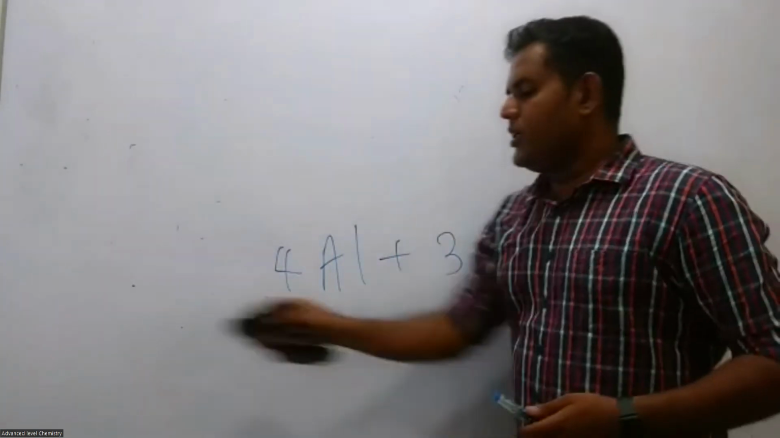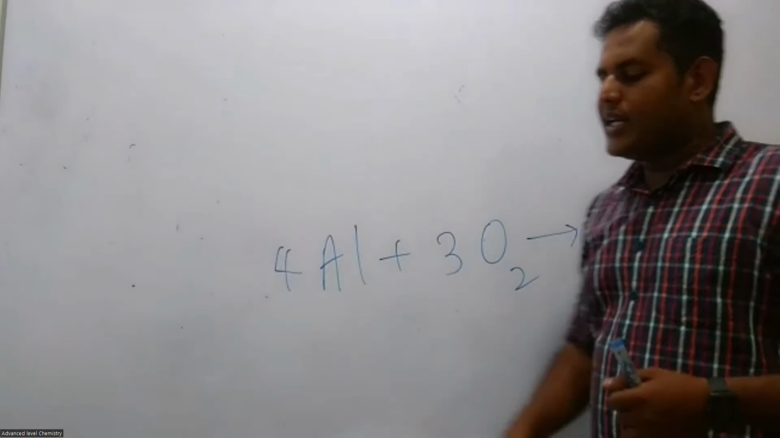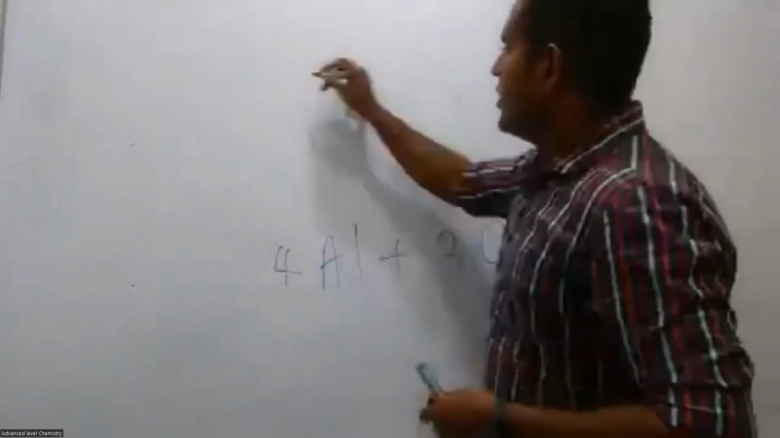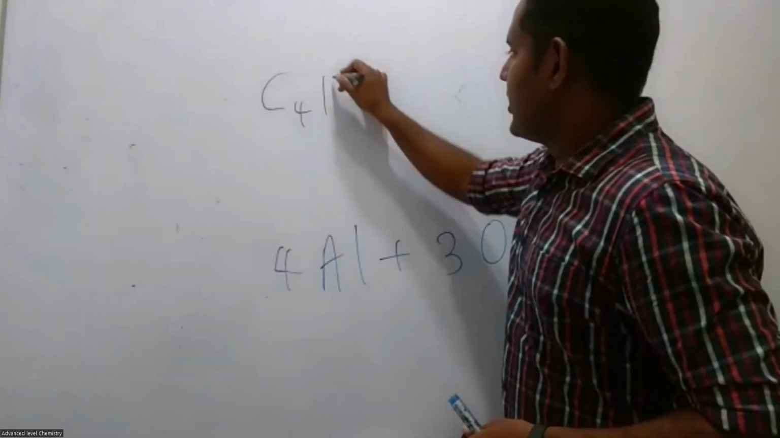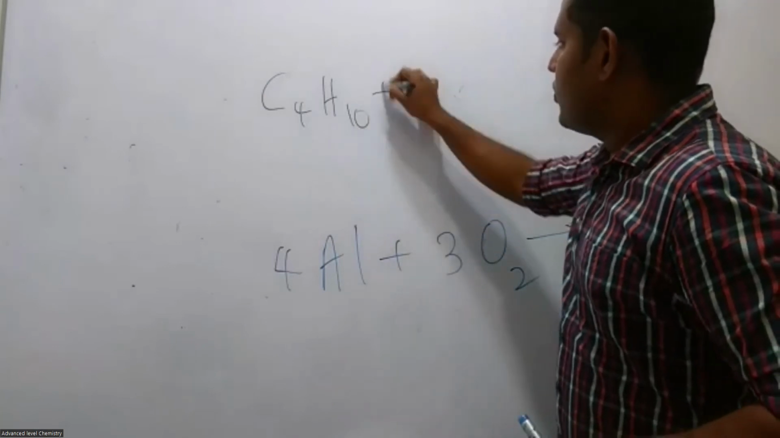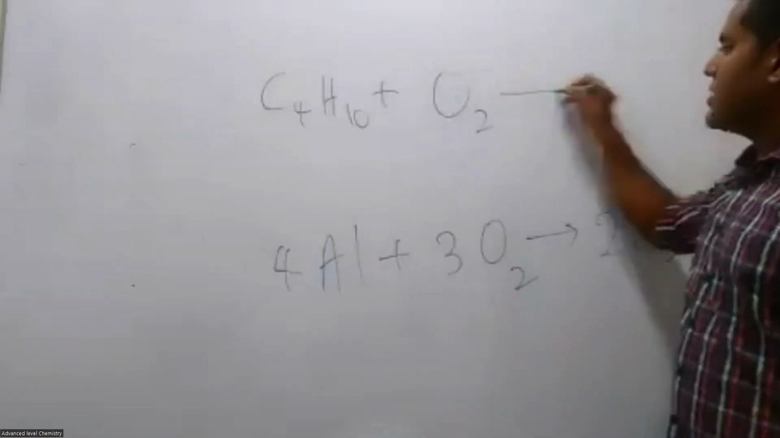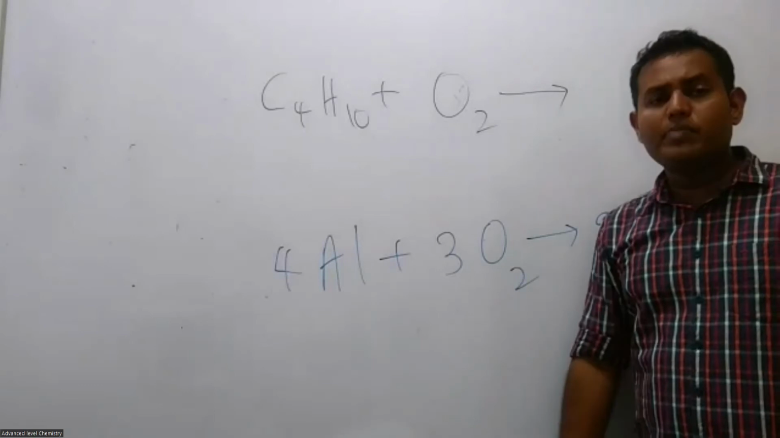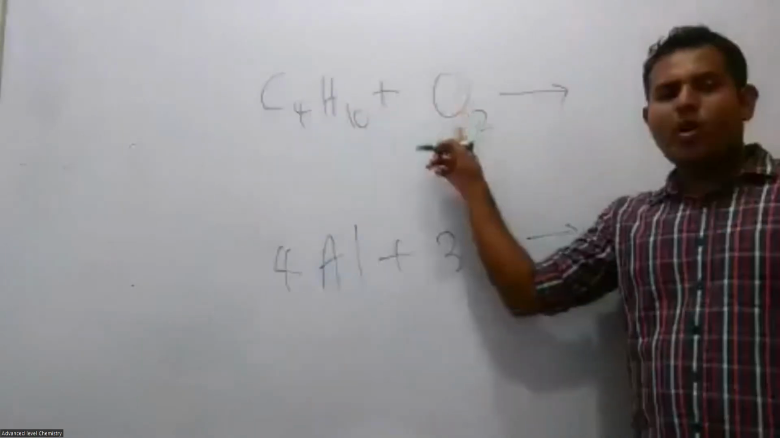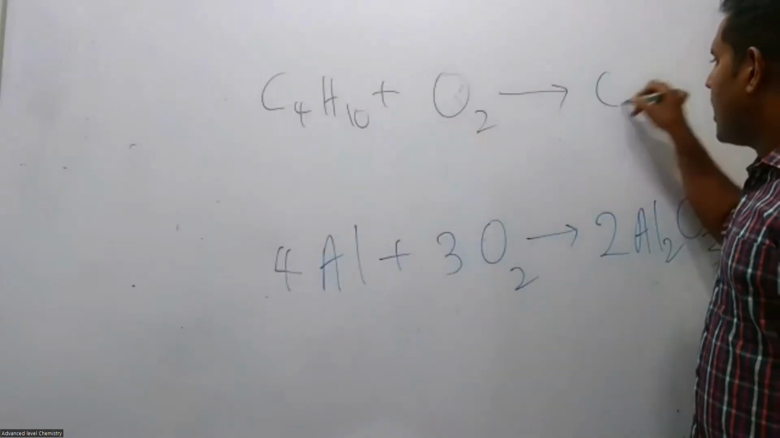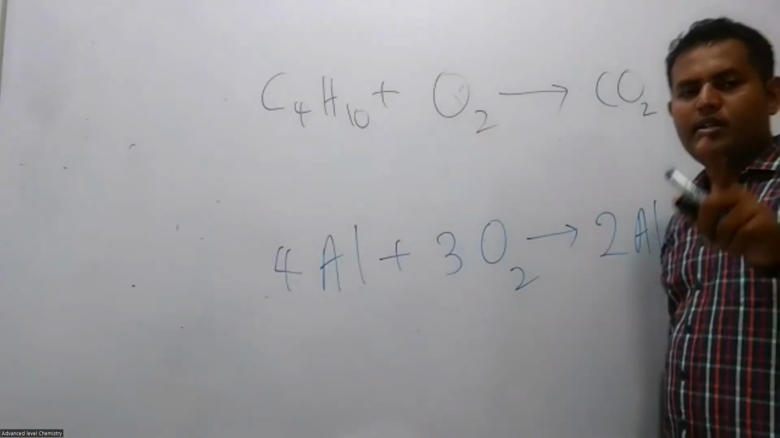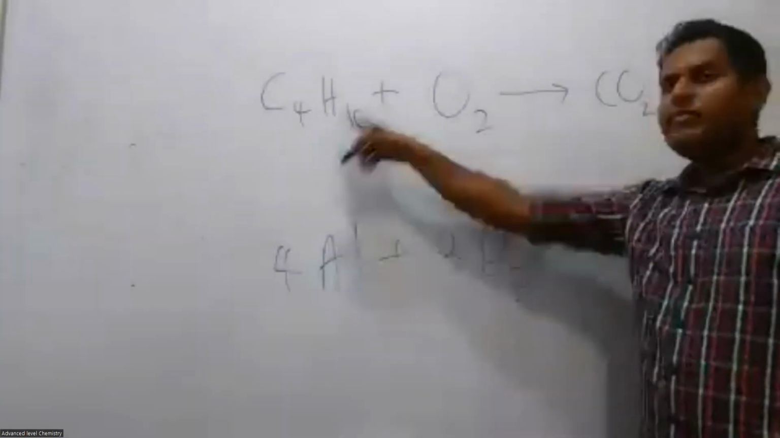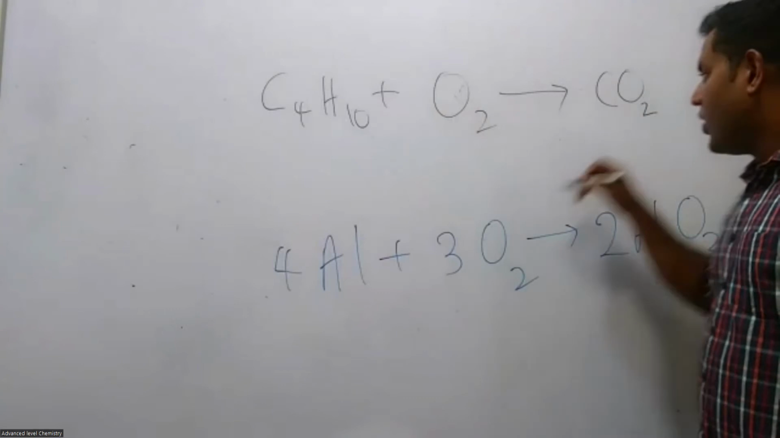You know, butane is available in gas cylinders, liquid petroleum. Try to balance this equation. Combustion of butane, C4H10 with O2. When you are combusting butane, combusting means burning. Carbon with oxygen will form carbon dioxide. Hydrogen with oxygen will form water.